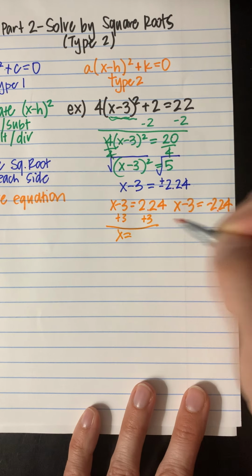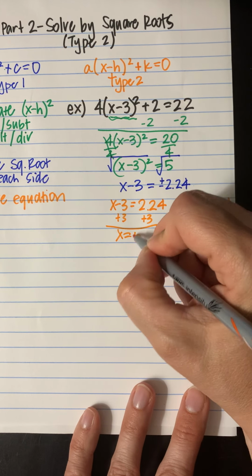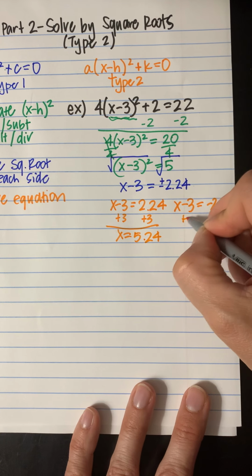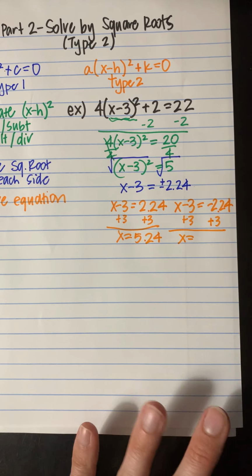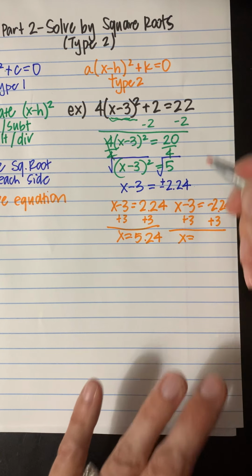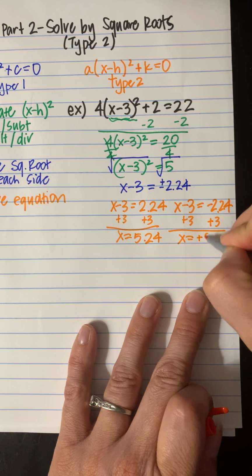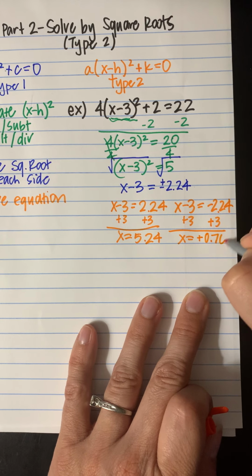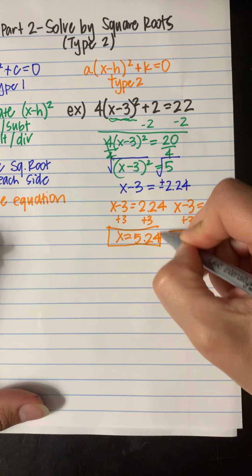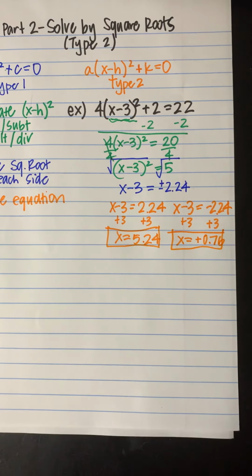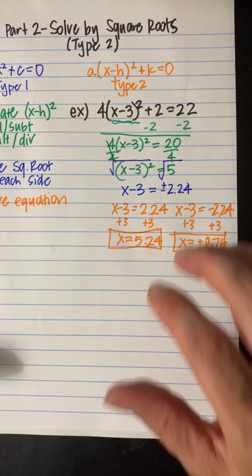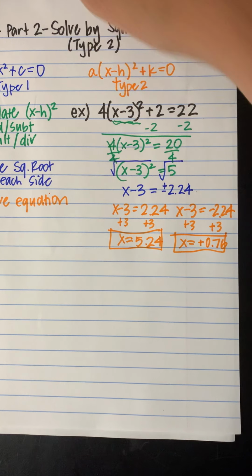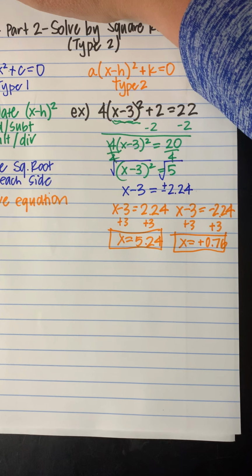So 2 plus 2.24 plus 3 is going to be 5.24. And then this one's going to be positive 0.76. So we get 2 answers. Again, this is a little bit tougher problem, one that has the decimal right away. So I'll do a few more examples that don't have those decimals to start off with.